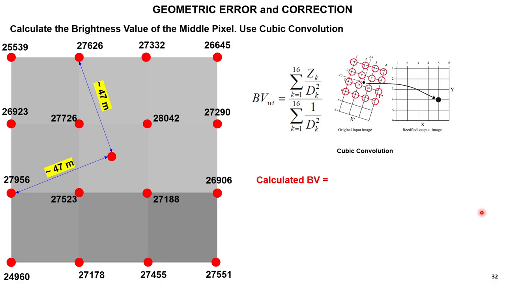Sir, I want to ask how this minus 47 is measured? That is not minus 47. That is approximately 47, not minus 47. Okay. Sir, how is it measured? So I measured it by using QGIS, just for calculation purposes.